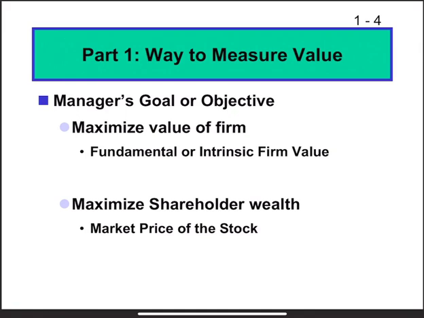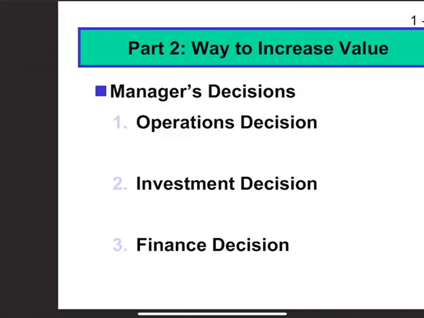So there are two parts to the class. The first part is the way to measure a firm's value. And we talk about the manager's goal or objective, which is to maximize the value of the firm. And that could be fundamental or intrinsic firm value. And then the other way to measure value is maximizing shareholder wealth based on the market price of stock. So that would be the first half of class.